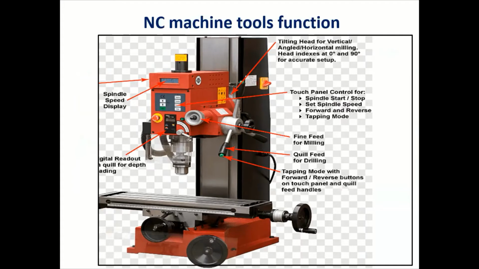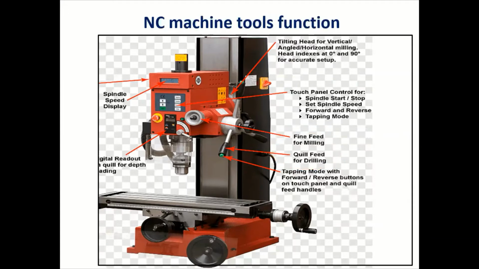The first function of the NC machine is to start or stop the spindle. Second, to control the spindle speed. Third is the forward or reverse motion of the table. We can move the table in the reverse direction or a forward direction. Then the fourth, to control the feed rate, the rate at which the workpiece can advance under the cutter.